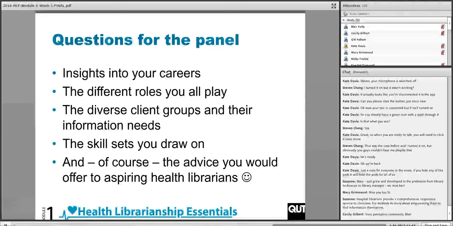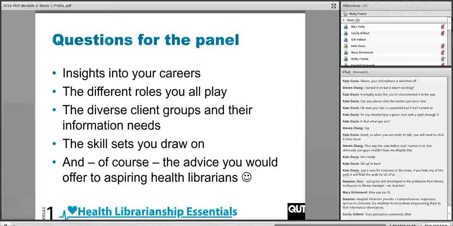There are more than 3,000 of them, so they would receive the same sort of services that we would give to university staff and students, whereas our hospital staff use electronic resources, for example, from a specialised gateway, which is provided through Queensland Health. It's quite complex, but we do manage it. I manage it with my team.